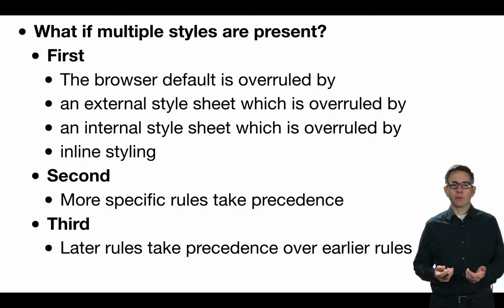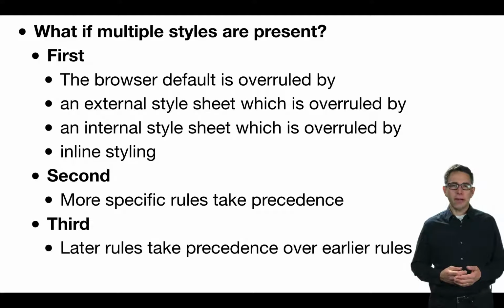Now that can be overruled by an external style sheet. Now that's in a separate file, so that's considered farther away. So an external style sheet will be overruled by an internal style sheet that's located in the head of your document. And then if in addition to that you have inline styling using the style attribute in the HTML tag, that will override all the previous ones, the internal style sheet, the external style sheet, and the browser default.